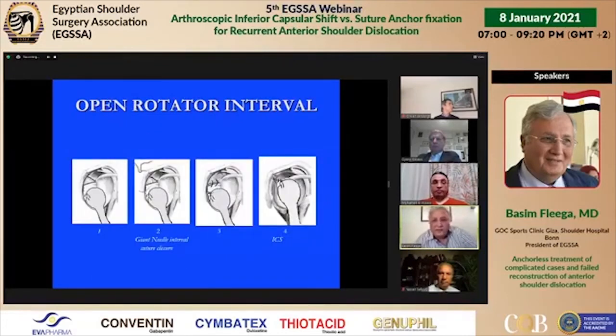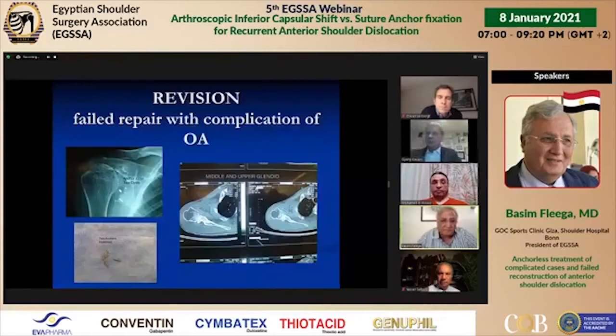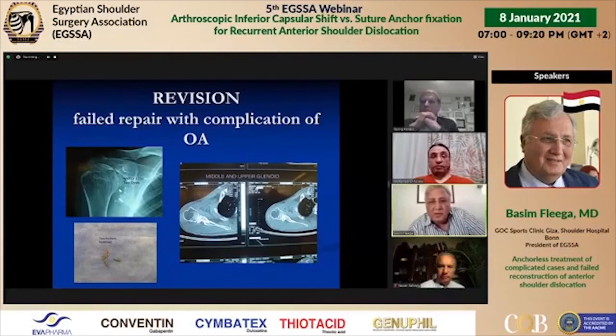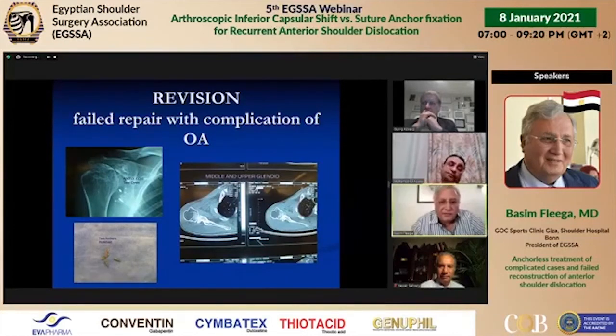In case of open rotator interval, we suture the interval using the giant needle, or if we make an inferior capsular shift, which is most of the cases, we also close the interval with it. This is a case of a failed repair, complicated by osteoarthritis, as was mentioned also before from my colleagues. And here we remove the anchors and make a salvage surgery.